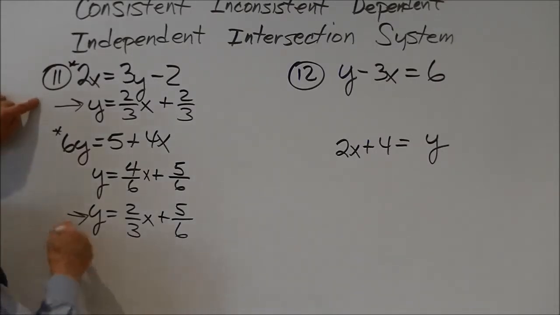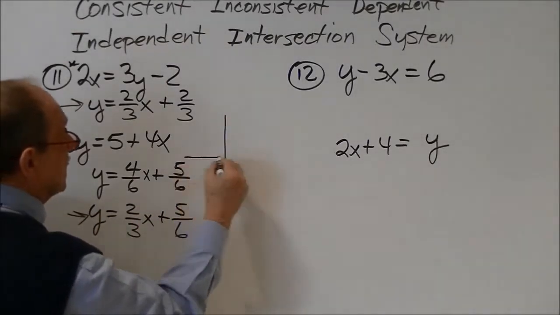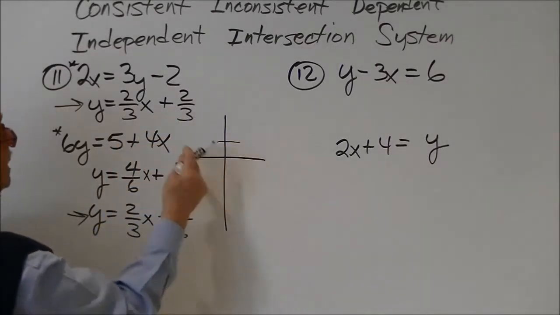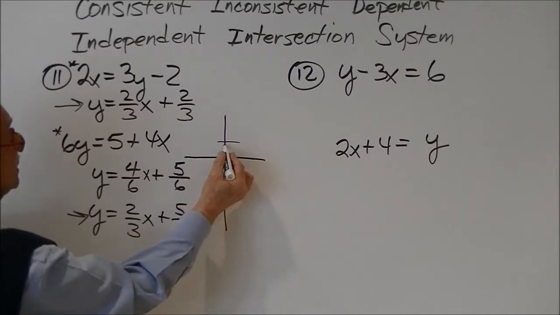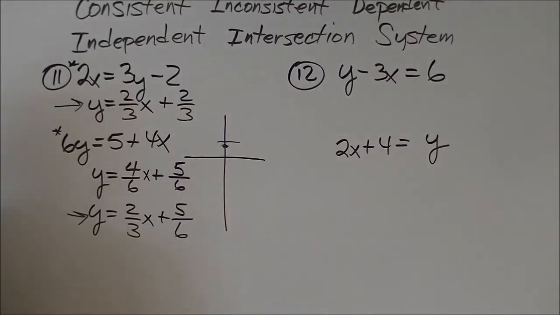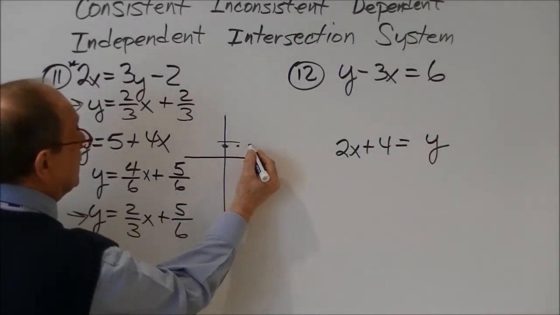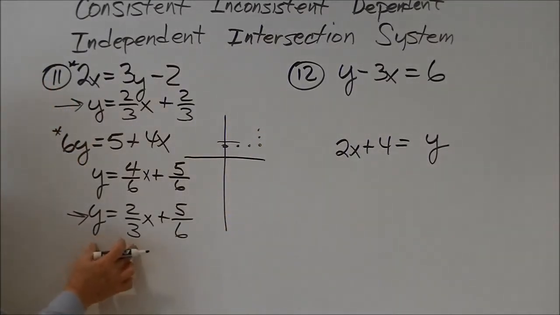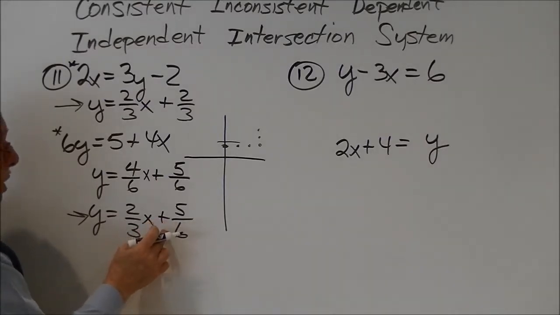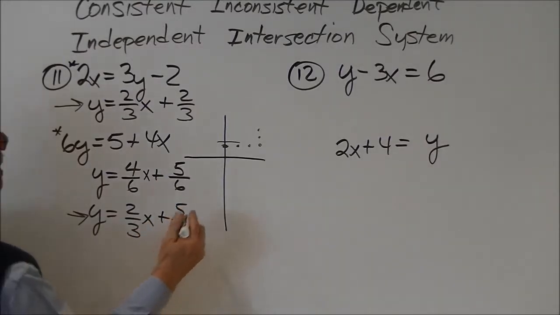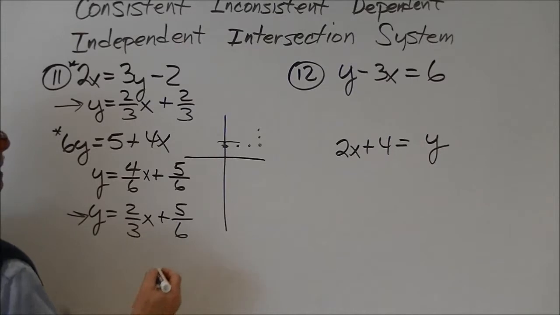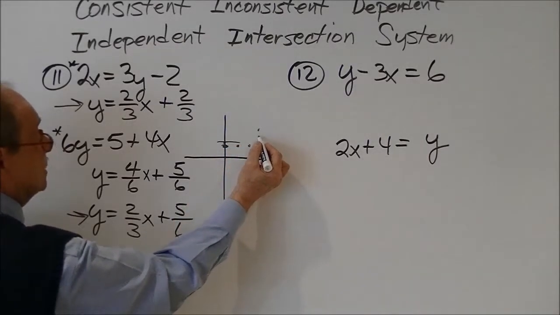Now as we look at these two equations, if we were going to graph them, notice that here my y-intercept is 2/3, which is about there, and my slope is 2/3. So I would go over 3 up 2. And for the second equation, my y-intercept is 5/6. Well, 5/6 is right there also, just above that, and it's also over 3 up 2.